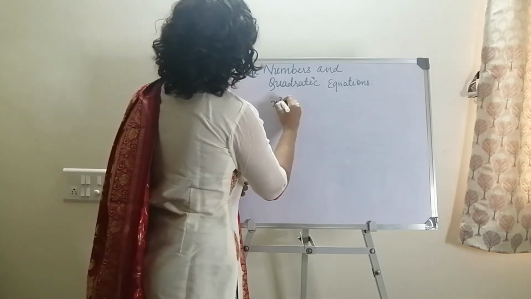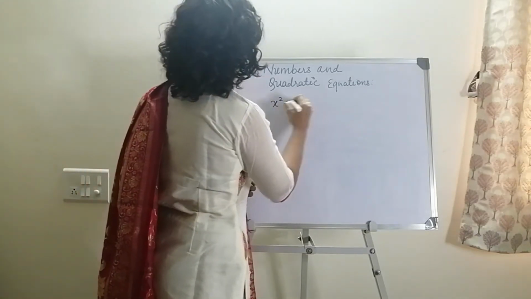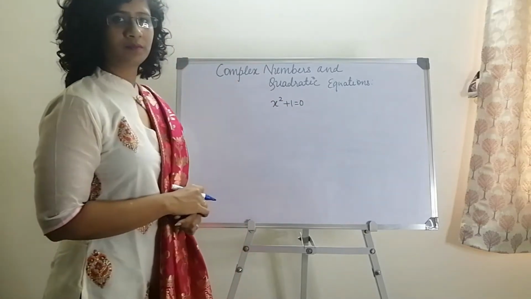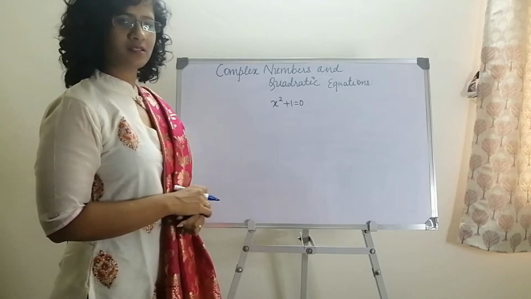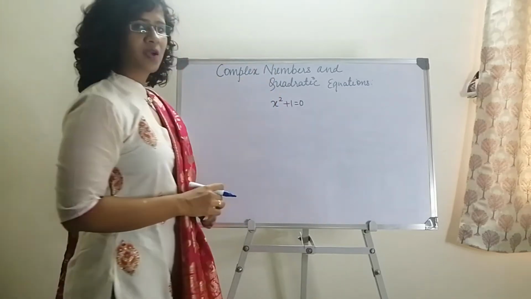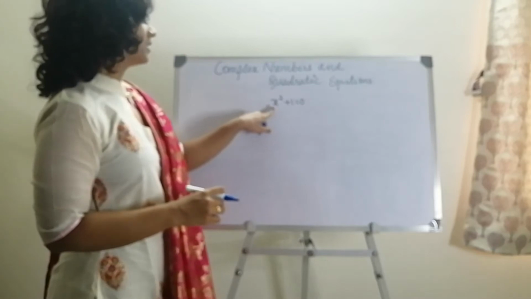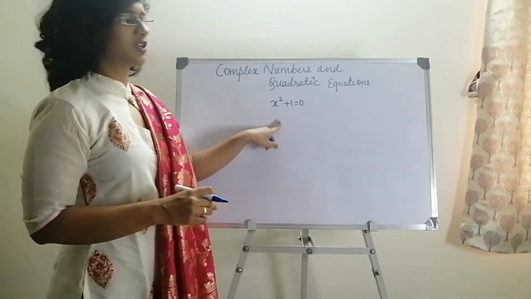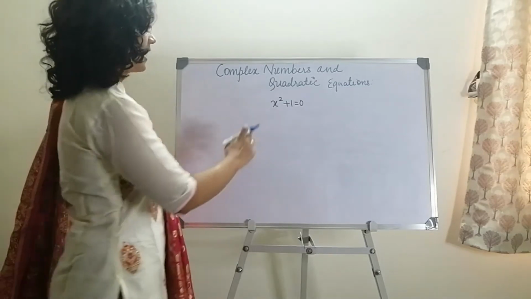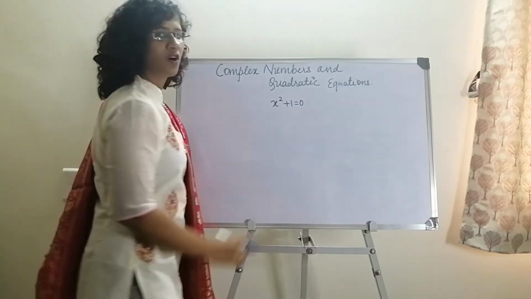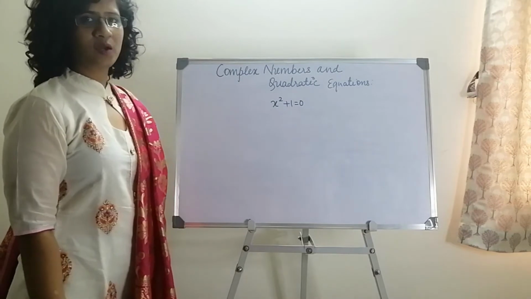So we have x square plus 1 is equal to 0 as an equation. x square plus 1 is a quadratic equation. Yes. Why is it a quadratic equation? The highest degree, or the highest power, of this equation is 2. So therefore, I have x square plus 1 to be called a quadratic equation.